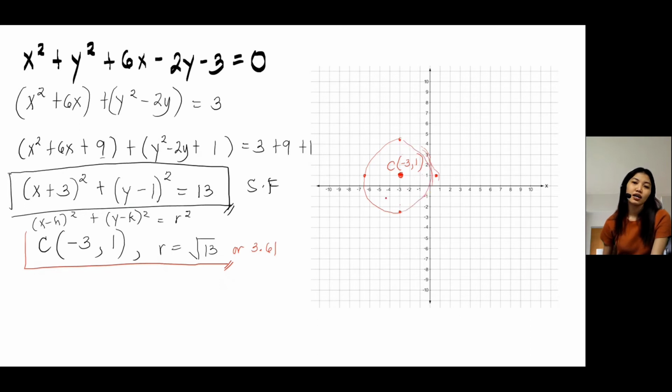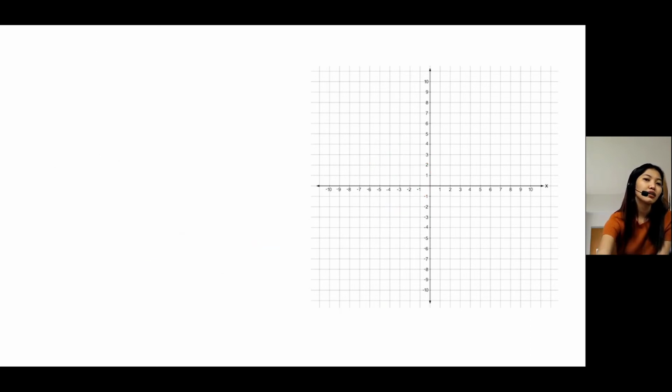Again, use compass. Gumamit tayo ng compass para maging perfect circle ang ating mabubuo. Okay? So again, don't forget to label. This is our center. From this point to any point on the circle, that will be the radius, and our radius is equal to the square root of 13. Again, any point on the circle, that will be the radius, and that is equal to the square root of 13.